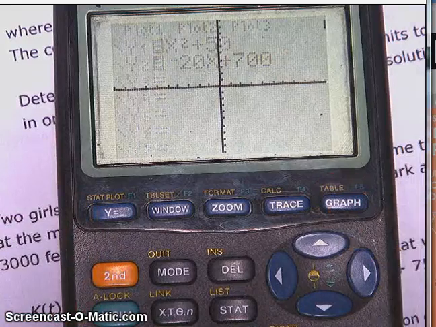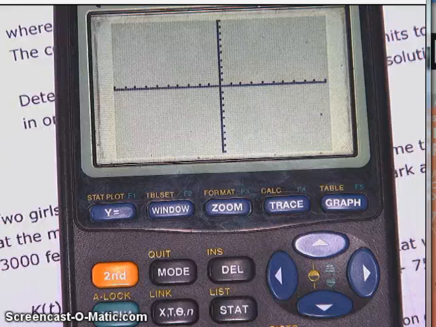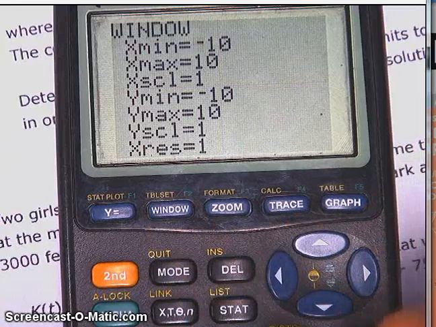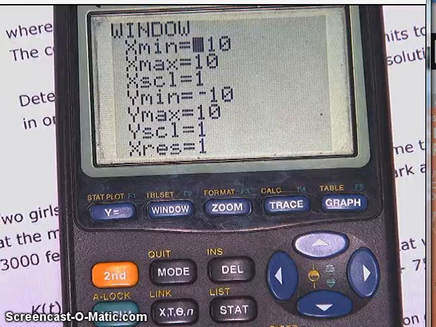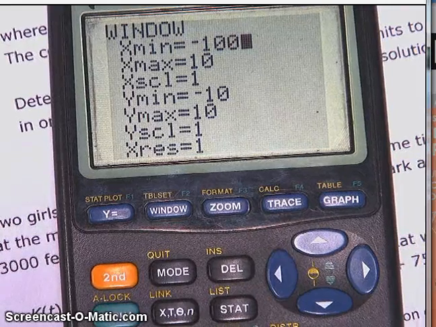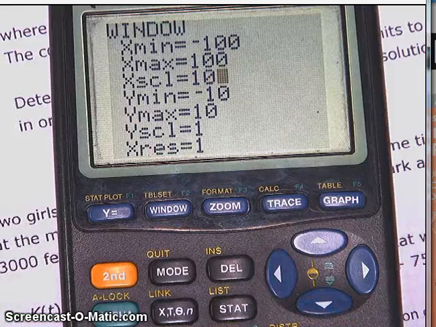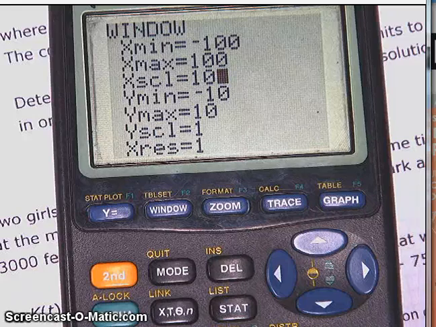And when I graph this thing, I may not be able to see anything at all. In fact, I can't. So what I need to do is change my window a bit, by using this window key. And I essentially need to zoom out a bit. So instead of making this x min -10, x max 10, I'm just going to guess for now and make it -100 to +100. And I'm going to change the scales to 10. So that means each little tick mark you see on the graph is worth 10 units.